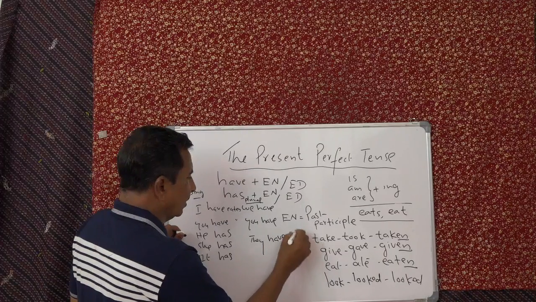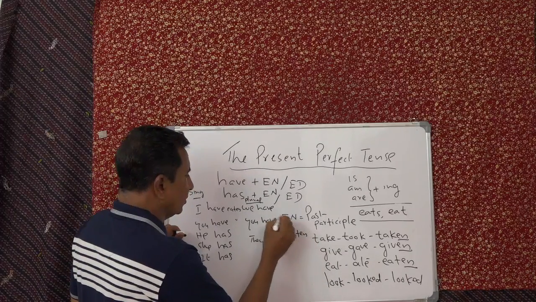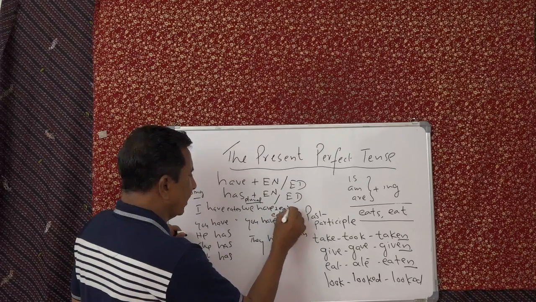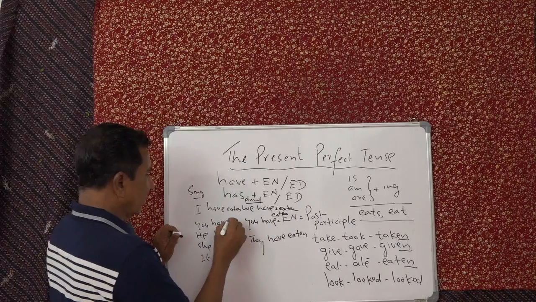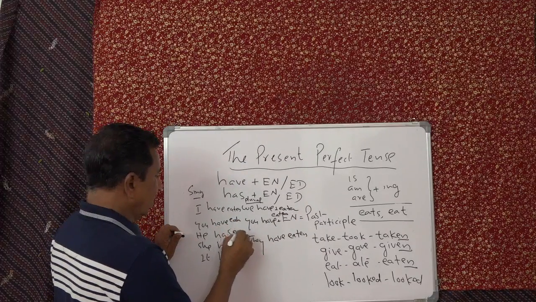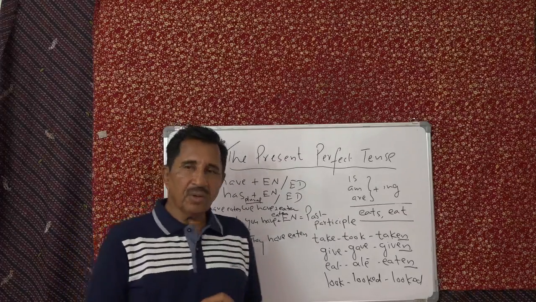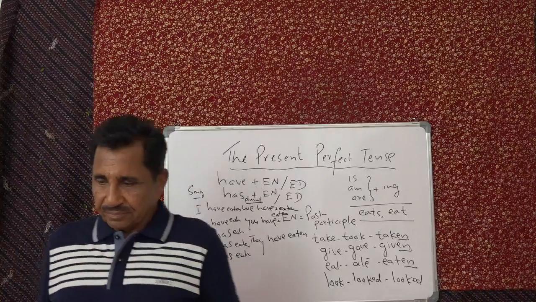Plus eaten. Past participle. Here also, eaten. Plus eaten. Here, plus past participle, eaten. Here also, eaten. And eaten. Understand? So this is how we form.